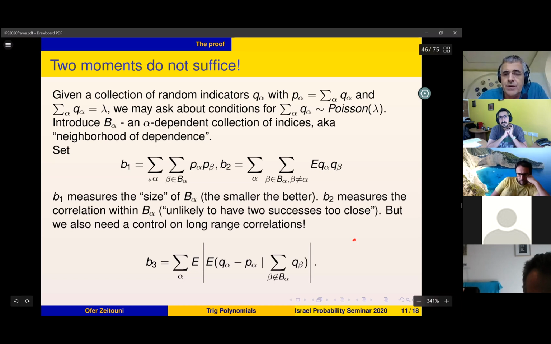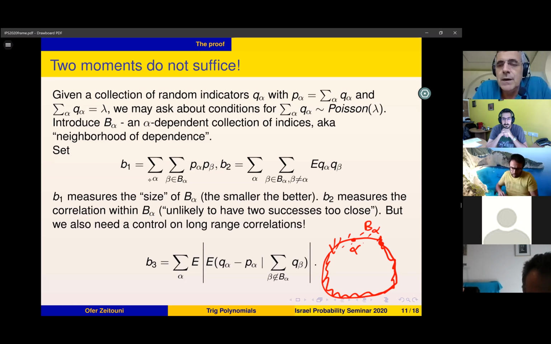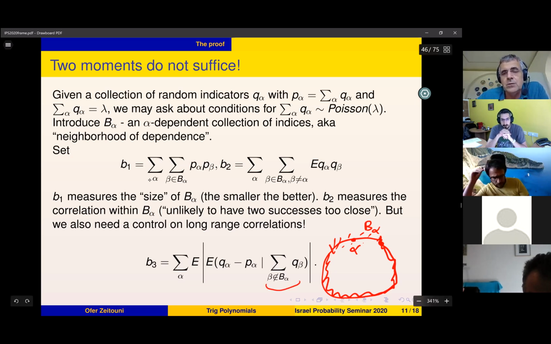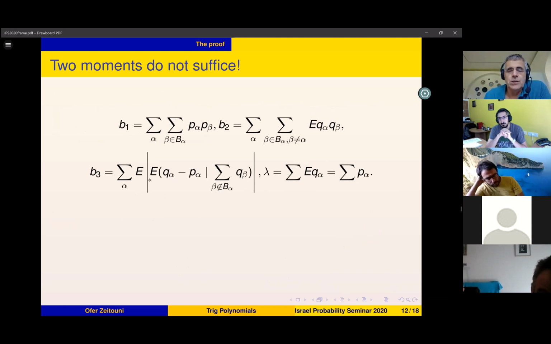The situation is, I have an alpha here, I have a neighborhood around it, which is my B alpha, and if I apply this to our setup, I condition on how many successes I had in this great arc. If that quantity is small, it somehow means, because if I did not condition on the sum of Q beta, this expectation is just 0, because the expectation of Q alpha is P alpha. So somehow this condition tells you that what happens outside the arc is not so important. And so these are the quantities. I've introduced them, so I remind you of the notation.